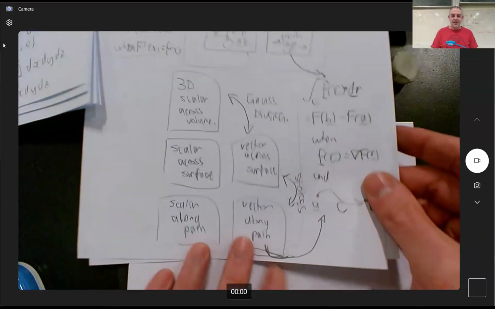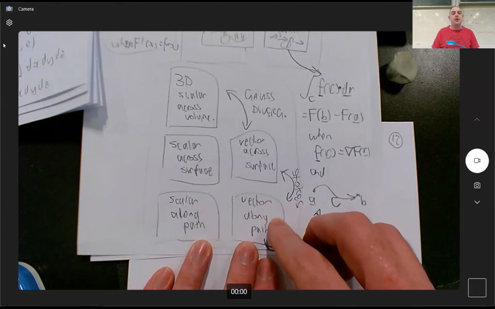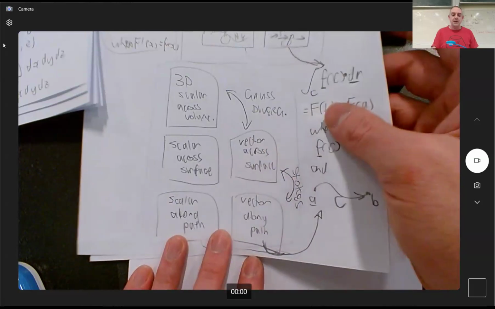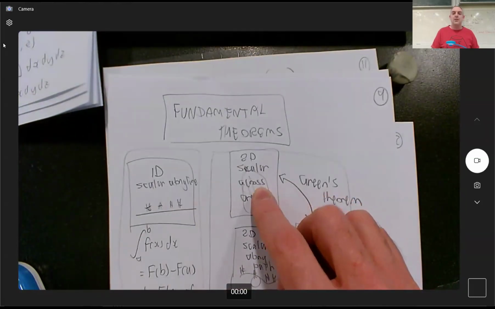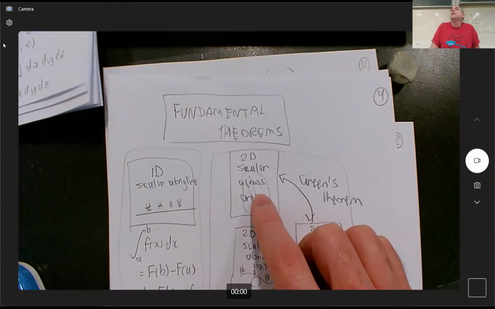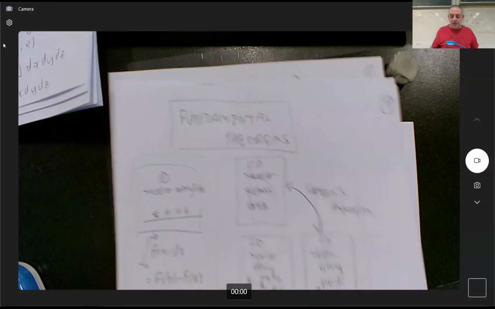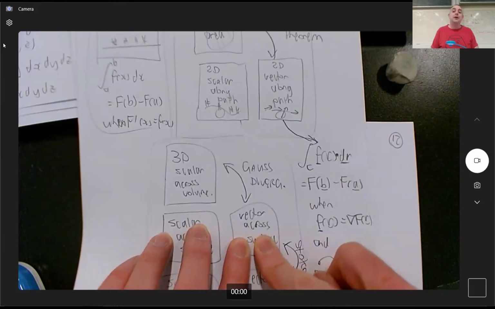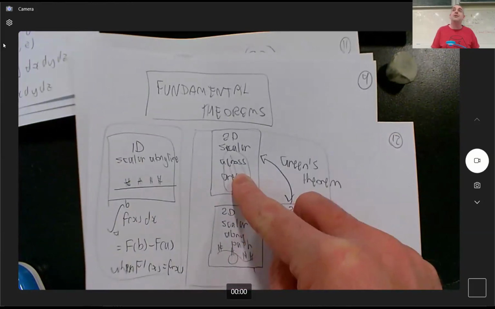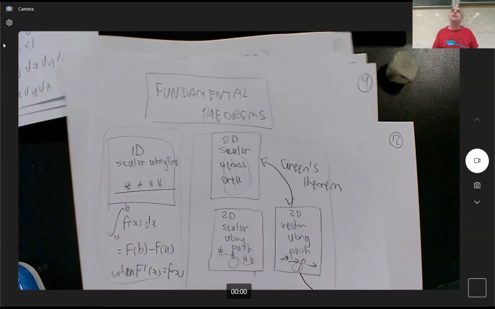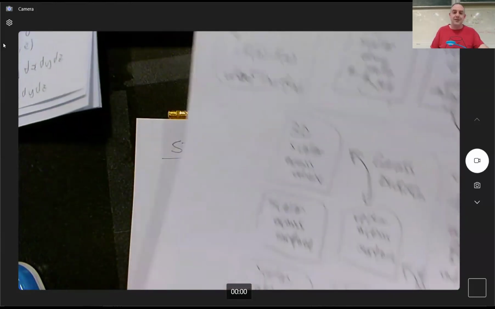So Stokes's theorem is here. It connects a vector along a path with a vector across a surface. And the reason why back in 2D, Green's theorem didn't do that is because, well, I don't know. Because in Stokes's theorem, the vector has to be perpendicular to the surface in order to work. So back here, the only vectors perpendicular to the surface are not in 2D, and so they don't count. So they're just numbers. Yes, I knew that there was a reason.